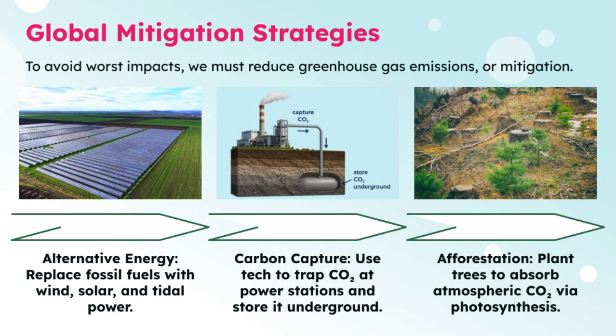However, afforestation must be done carefully. Planting the wrong trees in the wrong places can damage ecosystems or reduce water availability. So mitigation is not one single solution. It requires many strategies working together.